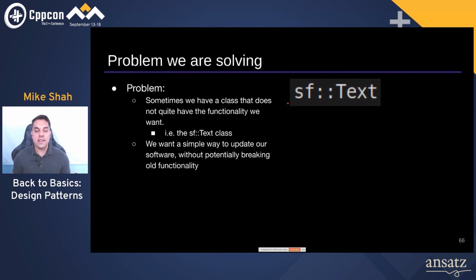Okay, so again, we want to focus on the problem that we're actually solving, and that we have a class here that's been provided. It's from a third party to us as a programmer, and we don't have the functionality that we quite need. So we want to update our software, and we also don't want to break our old functionality that did exist because, again, this is a big company. You could imagine yourself in this situation, and we don't want to break this previous implementation.